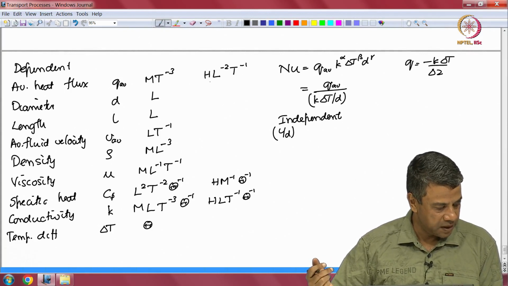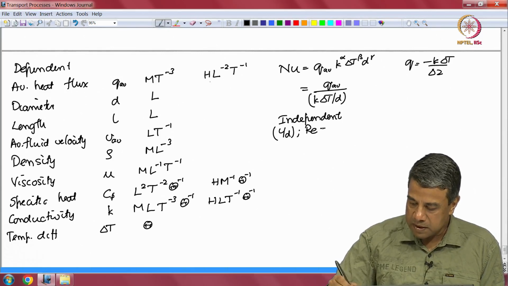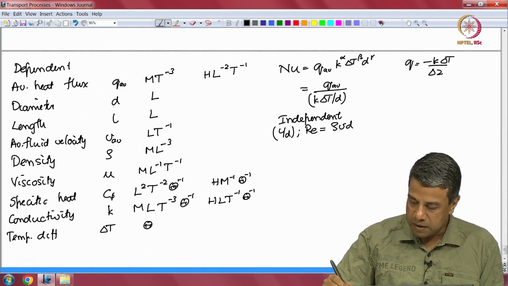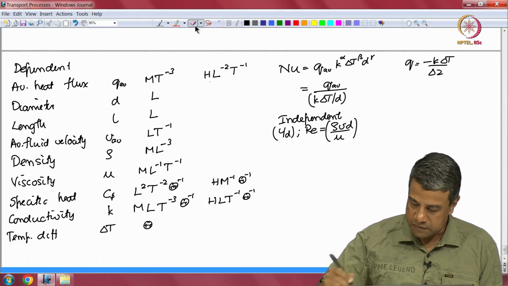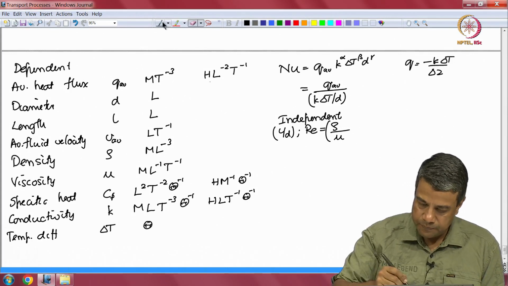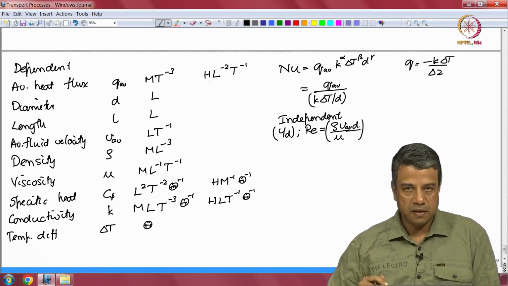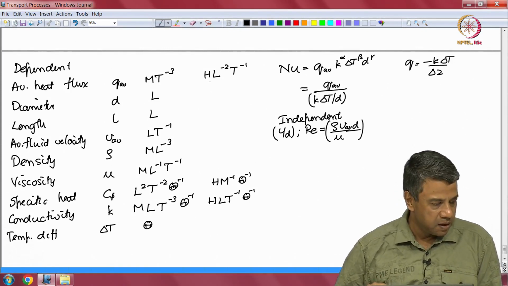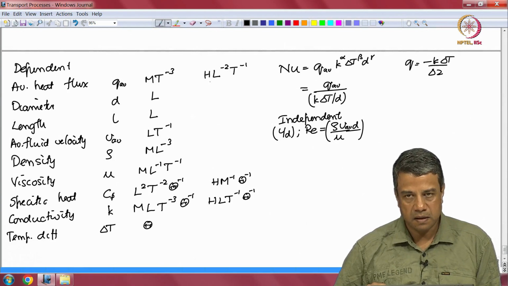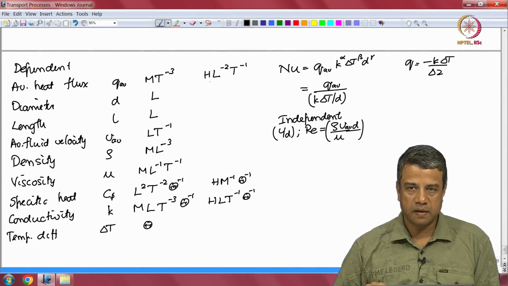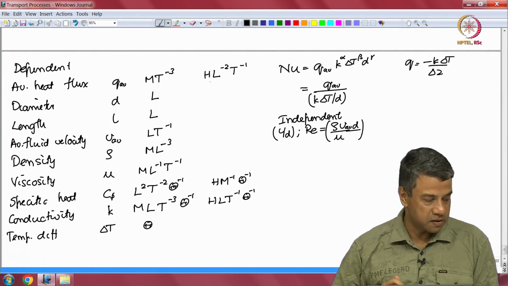Okay. The second parameter is the Reynolds number, which we have already seen, rho V D by mu. The Reynolds number, so in this case it should be the average velocity. Okay, that is the Reynolds number. Okay. And there is a third dimensionless group that contains the specific heat and the thermal conductivity, because we have not yet scaled. The specific heat does not appear in any of these scalings so far.